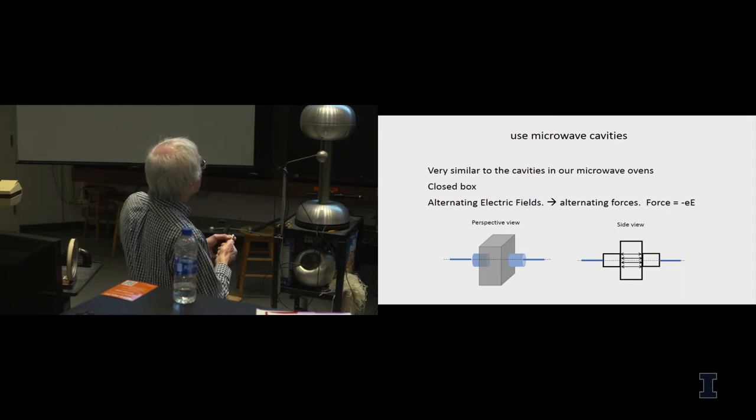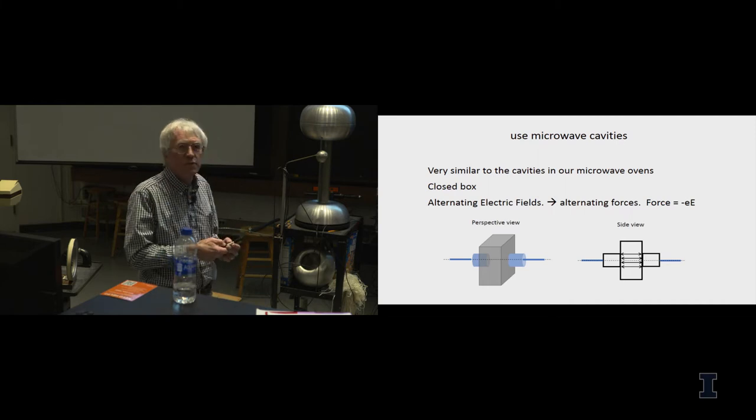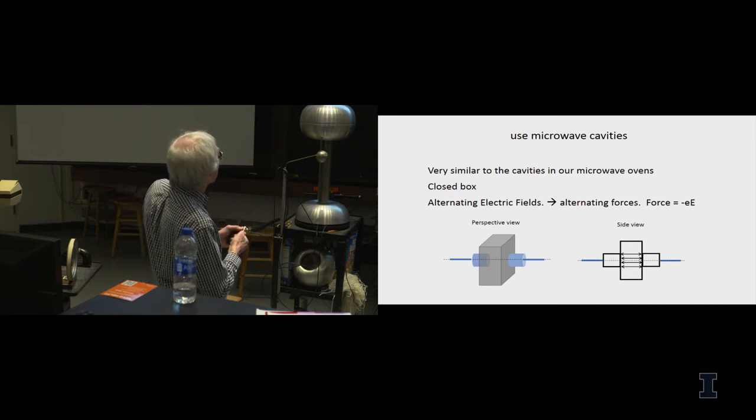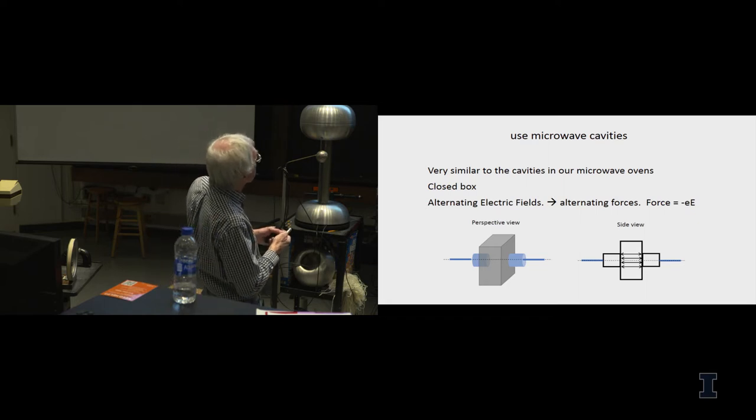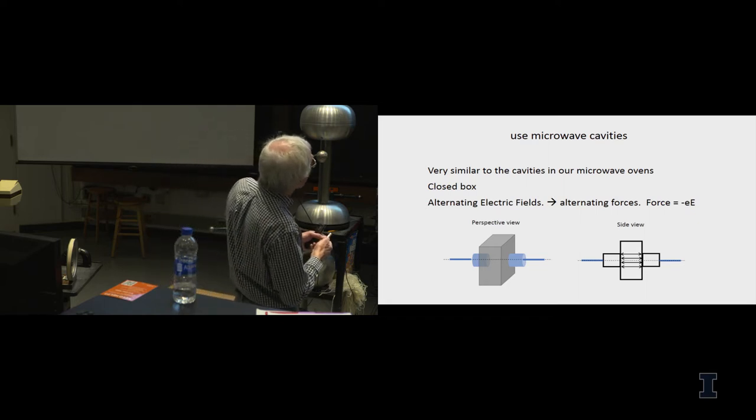And this thing has an ability to hold microwaves of certain frequencies. We're not going to talk about the frequencies here, but the bigger this dimension is, the longer the wavelength of the microwaves. And conversely, the smaller the dimensions, the shorter the wavelength of the microwaves that can actually fit inside. Here's a side view, and the electric fields oscillate back and forth in this direction.